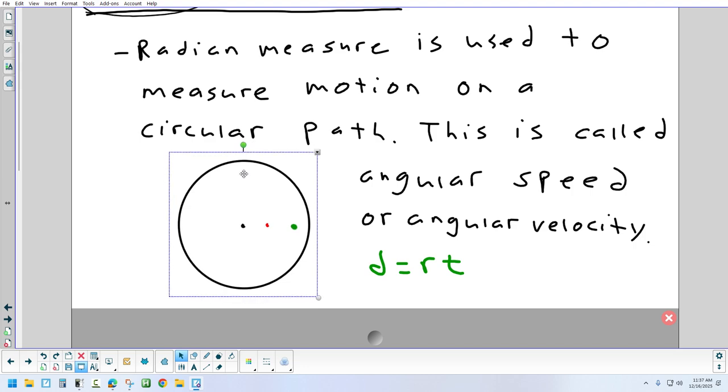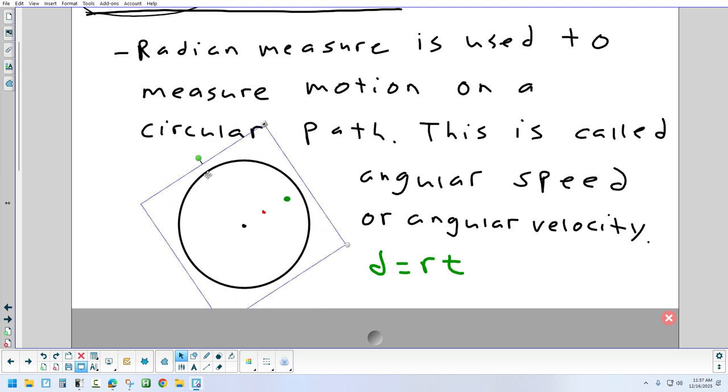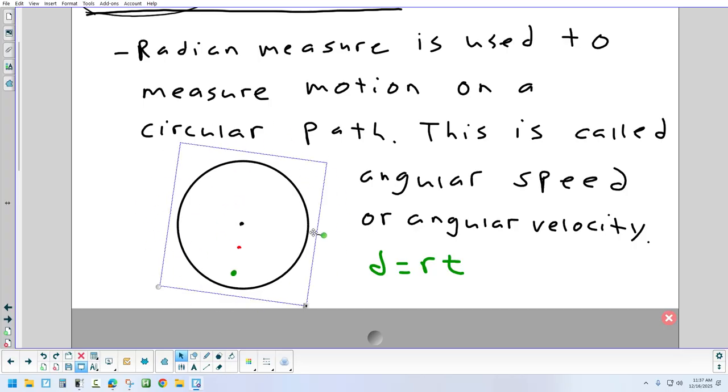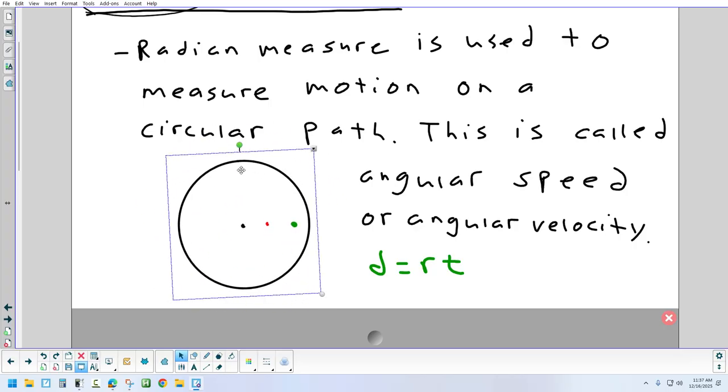Like the time it took for the red one, the black one, and the green one to all go around 1 time. All the times are equal. So what does that mean? If the green one is covering more distance in an equal amount of time? Yeah? It's going faster. Right, I mean the green one is going faster.